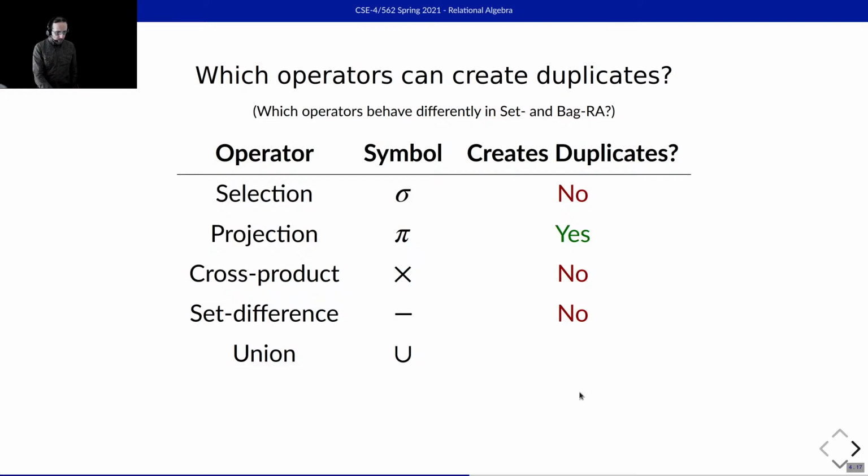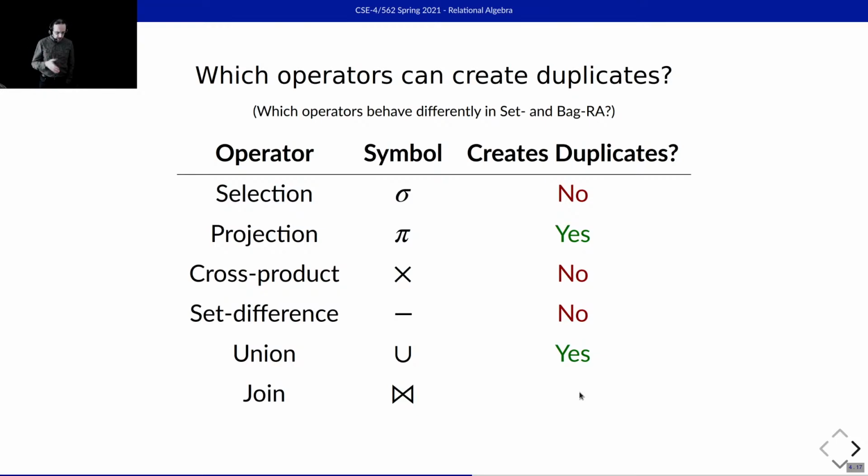Union, we also already talked about this. Union can create duplicates. Now I want to ask you, what about join? Can join create duplicates, and why? Taking everything else that I've given to you as fact, can joins create duplicates? And if so, why? Karan asks, can I explain projection again?